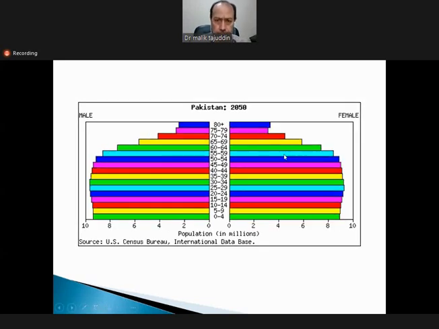Then you see, this will be your Pakistan in 2050 if the birth rate does not decline. There will be a large population explosion there, a large number of people in each age group, and the people are not dying because the death rates have decreased, and they are getting born.